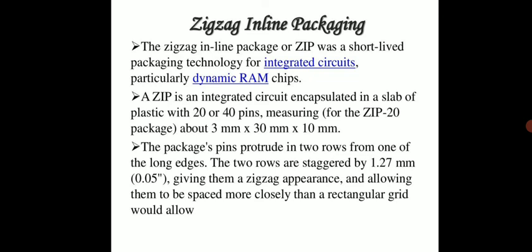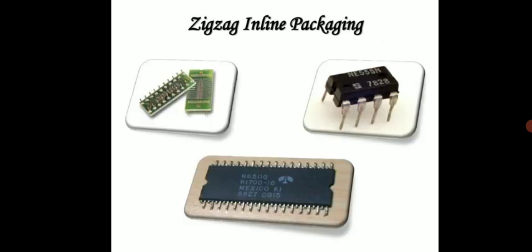The package's pins protrude in two rows from one of the long edges. The two rows are staggered by 1.27 mm, giving them a zigzag appearance and allowing them to be spaced more closely than a rectangular grid would allow. Here are the symbols and the diagram of a representation of a zigzag inline packaging.